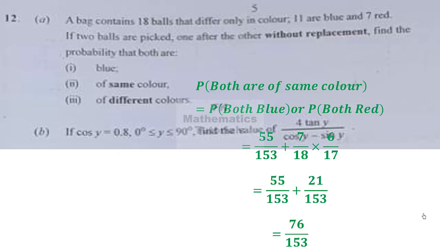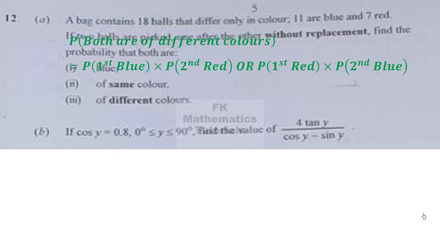Okay, so now let's look at the other aspect, the B part of the question. What if they are of different colors? If they are of different colors, it means that either the first is blue and the second is red, or the first is red and the second is blue.